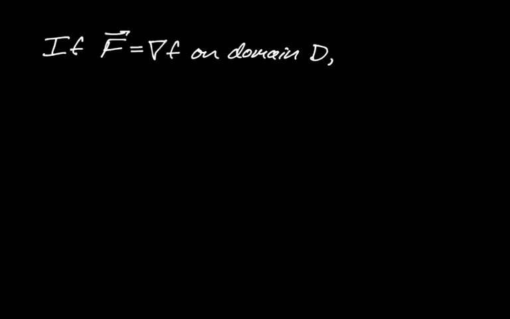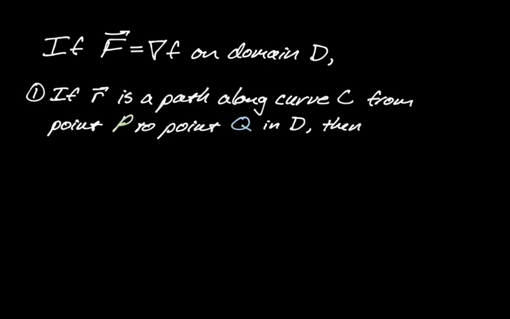If the field F is the gradient of a function f on the domain D, then these will be true. If r is a path along a curve C from the point P to the point Q in domain D, then the line integral of F dot dr is just going to be f of Q minus f of P. So it's going to be f of where you end minus f of where you start, which is almost exactly the same as the fundamental theorem of calculus from like Calc 1.